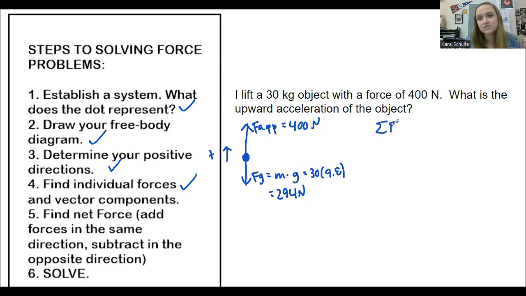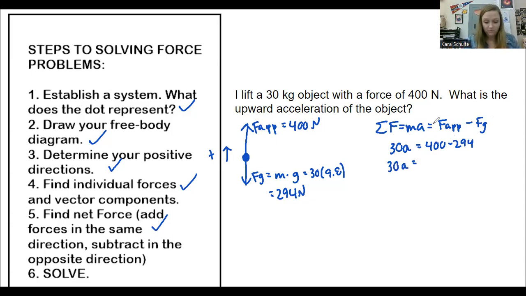So we're going to say the sum of forces is equal to ma. I just start with Newton's second law right away every single time. And I'm going to say every force that's going up is positive. So applied minus gravitational. Check. Now we're going to plug in everything we need to know and solve. So 30 is my mass, we're solving for acceleration, equals 400 minus 294. Now it's just an algebra problem. The physics is actually over. 400 minus 294 gives me 106. Divide by 30, and this gives me an acceleration of 3.5 meters per second squared.